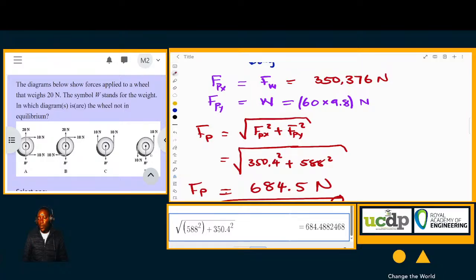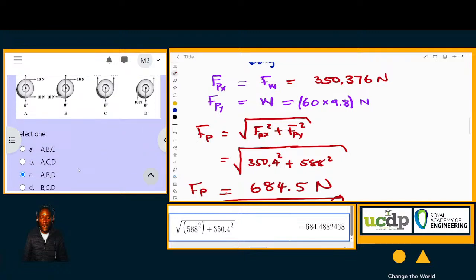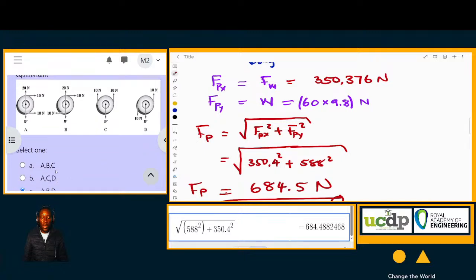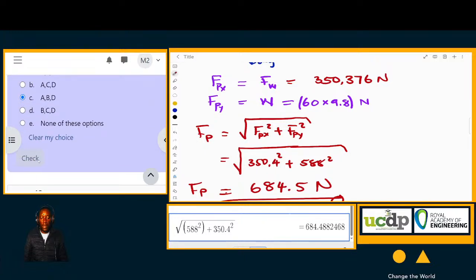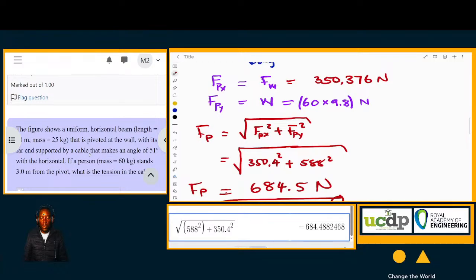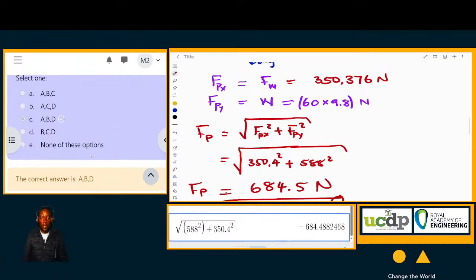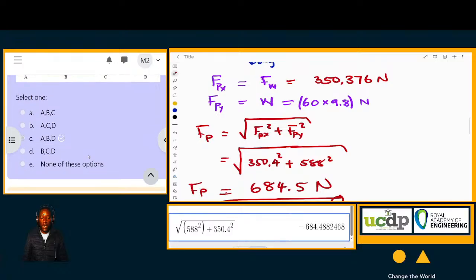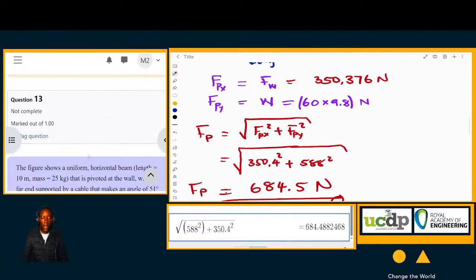And D, moments are not balanced there. Vertical forces not balanced. So A, B, and D are not in equilibrium. So that's a simple one. It's just to see if you understand your different conditions for equilibrium.